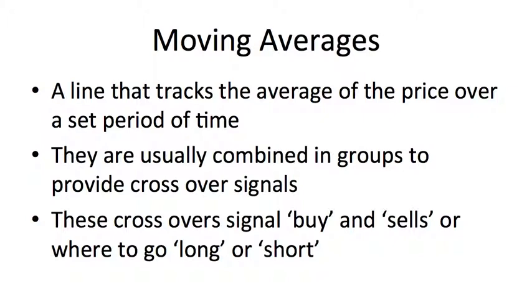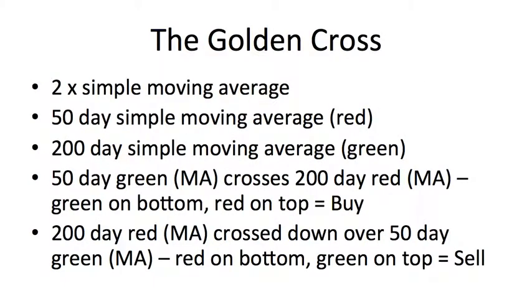And this lagging indicator, when used as a group, when you have a group of moving averages set at different values, gives you signals which are called crossovers. These crossover signals act as buy or sell signals, or where you go long or short, for instance. One of the most common ones, very popular in fact, is called the golden cross. It's very simple to set up, and we'll explain how to do that. First of all, it uses two simple moving averages.